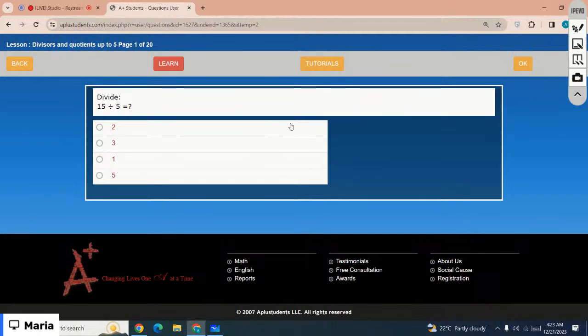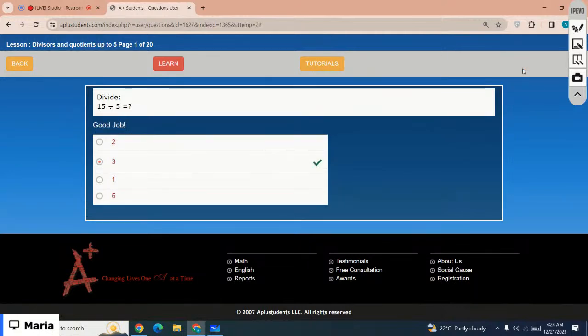So you have to count a table of 5 until 15, right? So 5 times 1 is 5, 5 times 2 is 10, 5 times 3 is 15. You are given 15 divided by 5. That means 5 times 3 makes 15. So the correct option is 3. Got it?